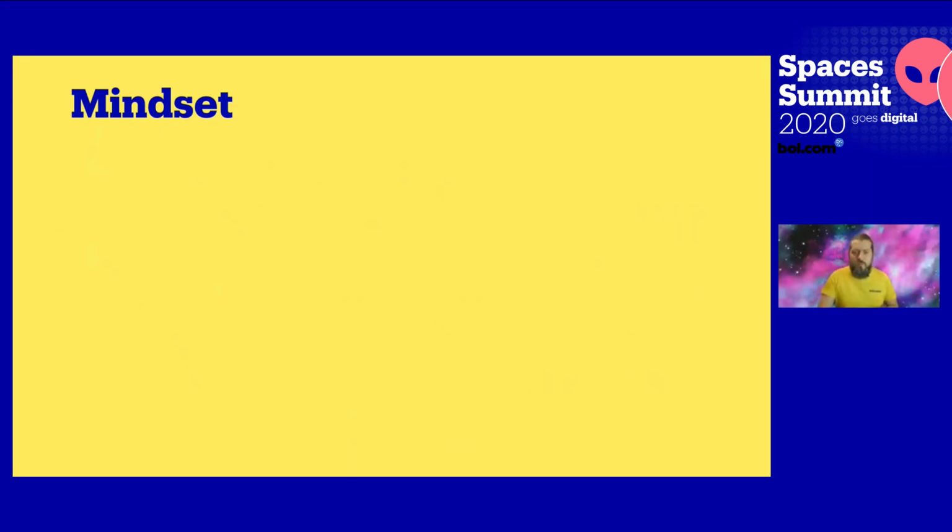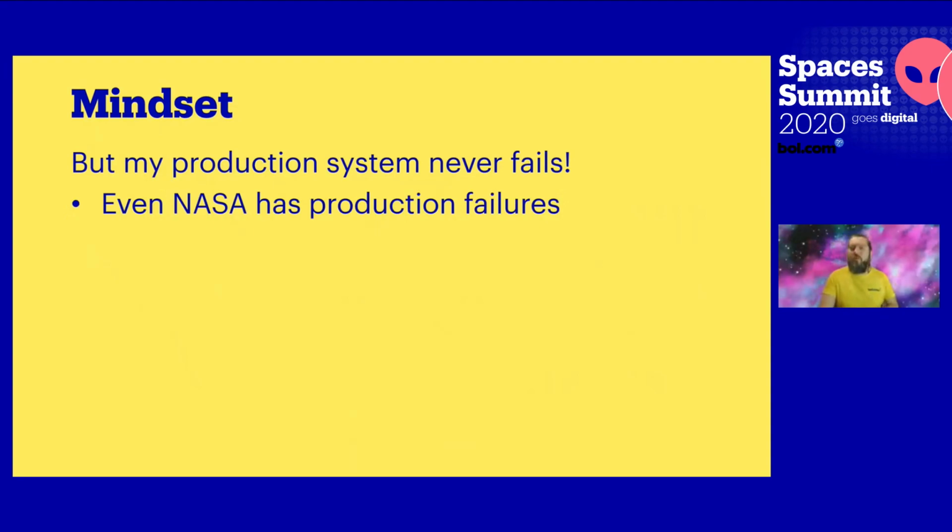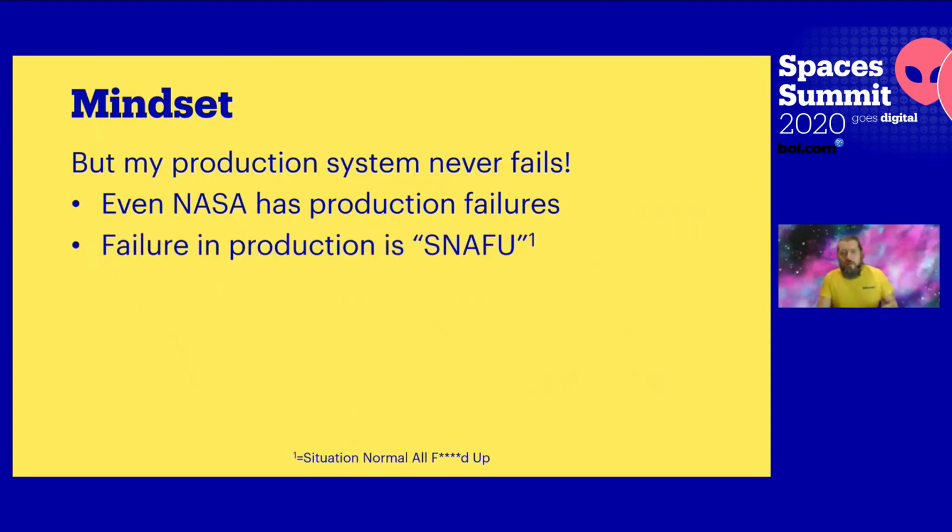So going back to the experiment, people might think, well, I've already done enough. But what if my production system actually never fails? Well, think again. Even at NASA, there are production failures. Hell, failure in production is pretty much situation normal. It happens.